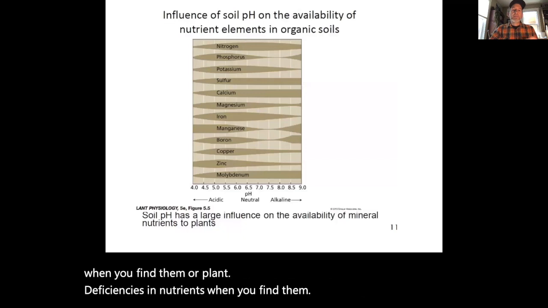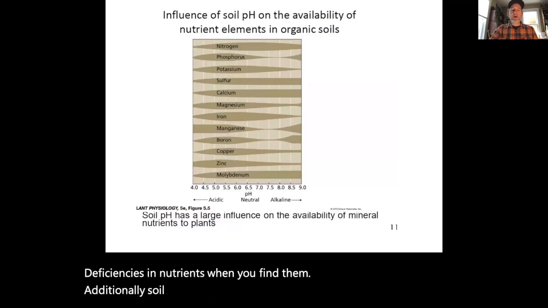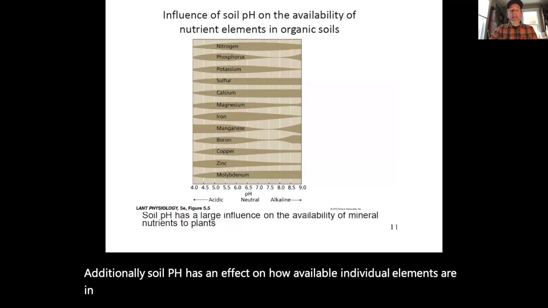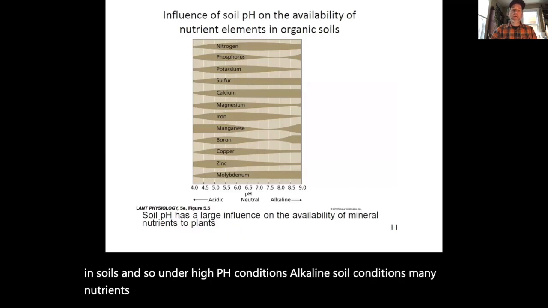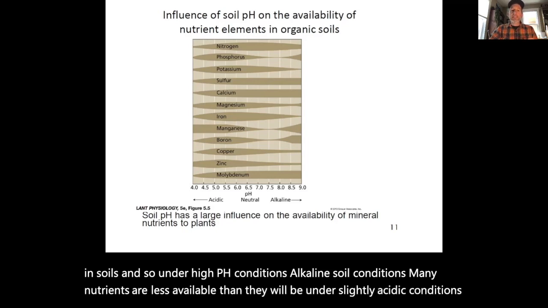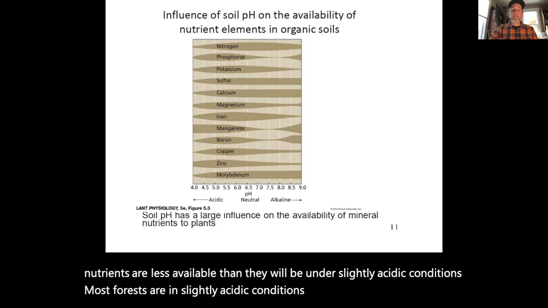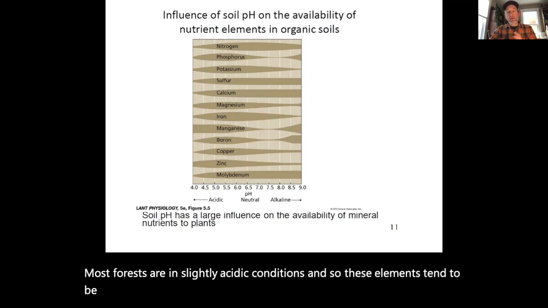Additionally, soil pH has an effect on how available individual elements are in soils. And so under high pH conditions, alkaline soil conditions, many nutrients are less available than they will be under slightly acidic conditions. Most forests are in slightly acidic conditions, and so these elements tend to be more abundant. But it's important to know that these things can vary with pH.